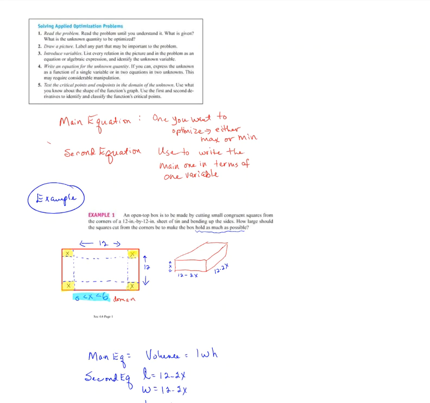Test the critical points and endpoints in the domain of the unknown. Use what you know about the shape of the function's graph. Use first and second derivatives to find critical points, and then you should be good. All right, so the main equation is the one you want to optimize, either the max or min. Sometimes a second equation is used to write the main one in terms of one variable.